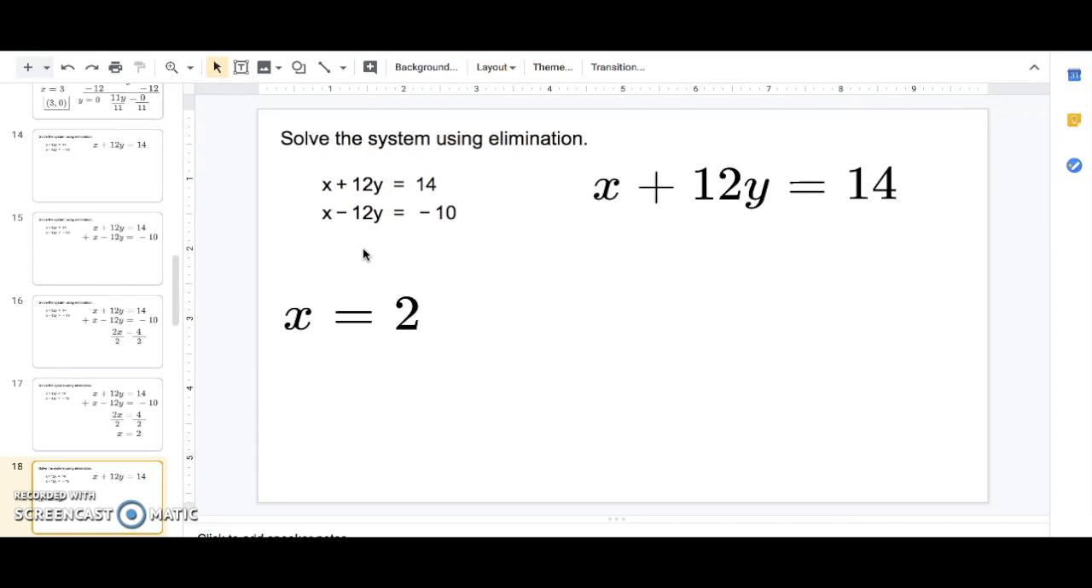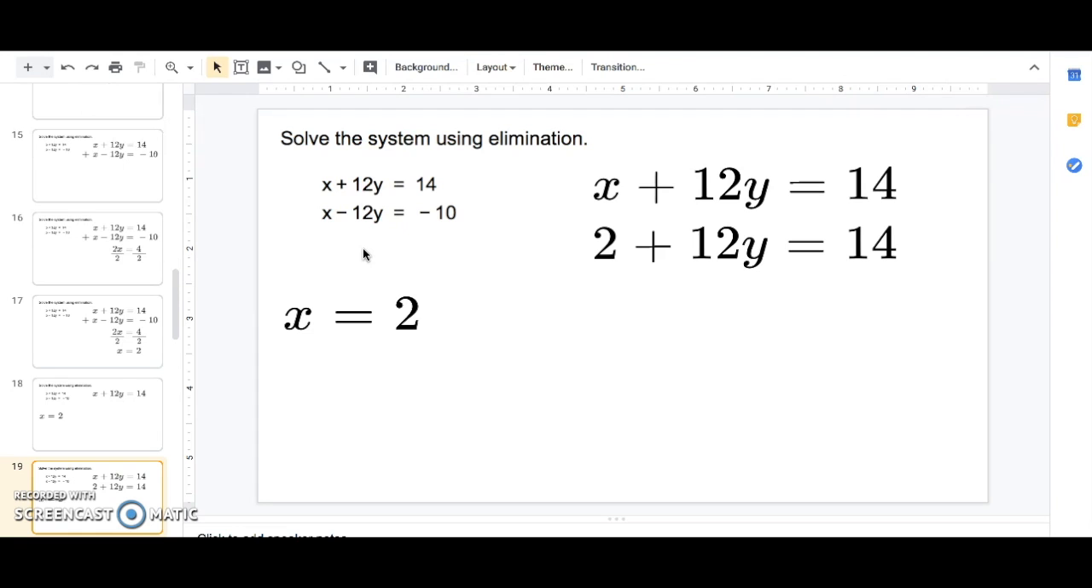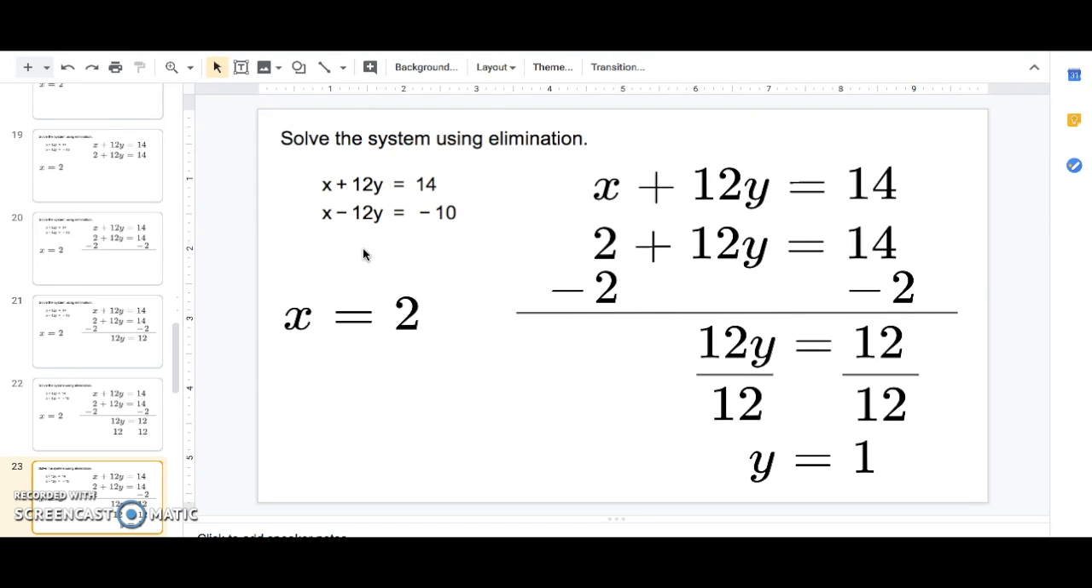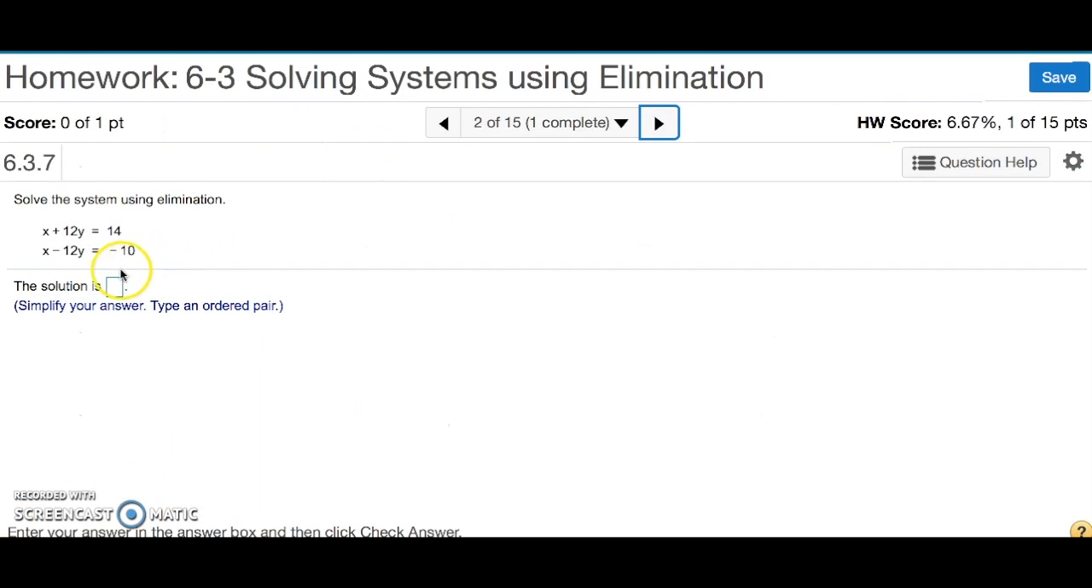So now we take the 2 and substitute it in for x. So you have 2 plus 12y equals 14. Subtract 2 from both sides, we get 12y equals 12. Now we divide both sides by 12, and we get y equals 1. So now we put that together as an ordered pair, and we have 2, 1. Let's put that in.